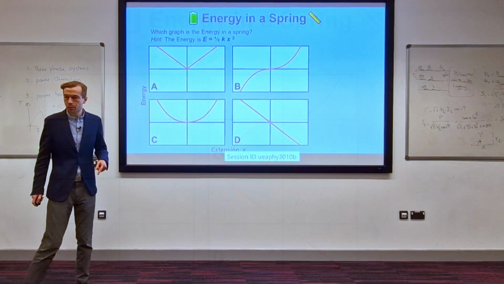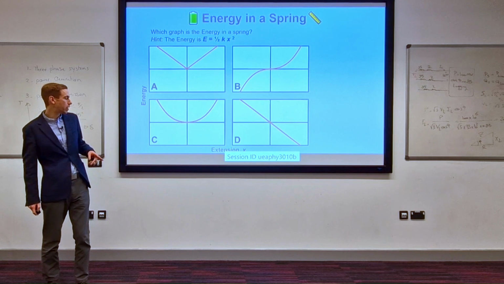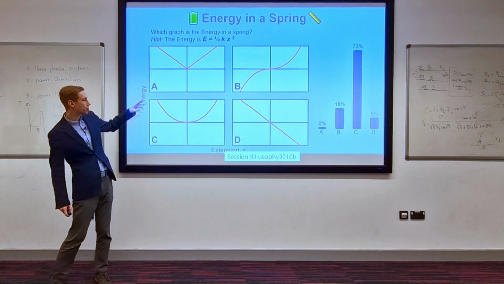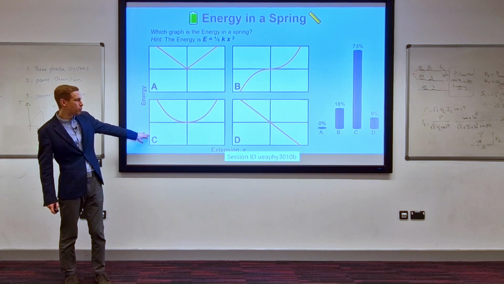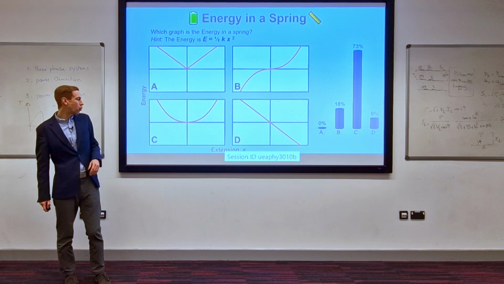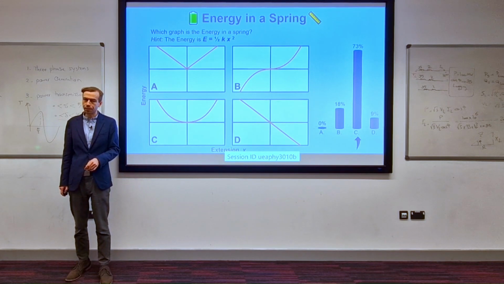All right, then let's see what everybody thinks. Which one of these is a graph of 1/2 kx squared? Okay, nobody's going for A. Some of you could be thinking B or D. Looks like most people identified the correct answer is option C. Okay, so very well done, everybody, with that question.